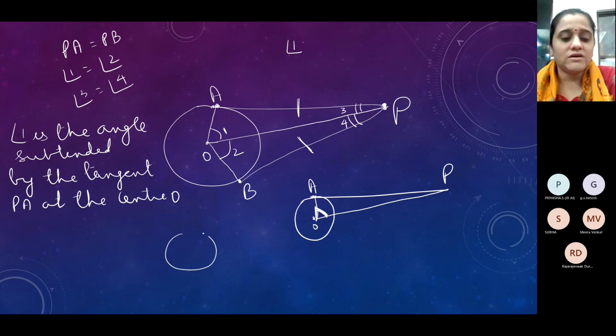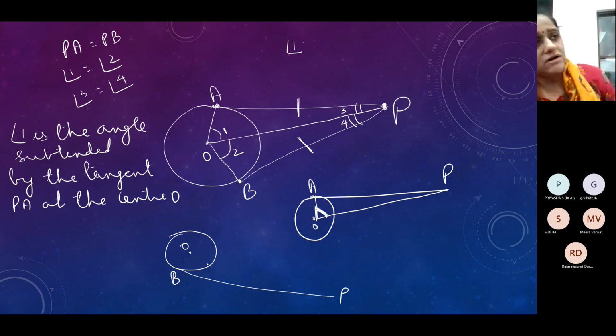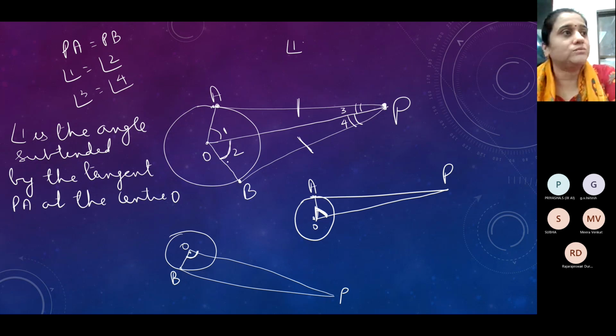Now, in the same way, circle center O, the other tangent PB. Now, the angle made or subtended by the tangent PB at the center, how do you identify that? Join the ends B to the center O and then P to the center O. Now you can see an angle formed here. That's angle 2.